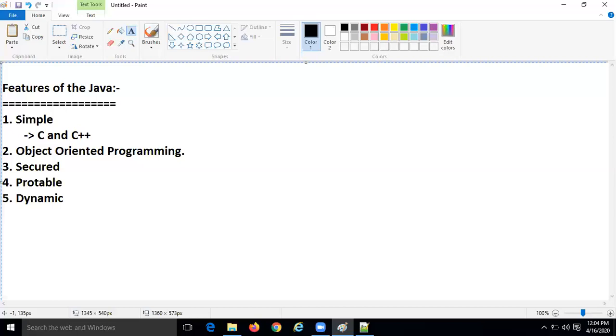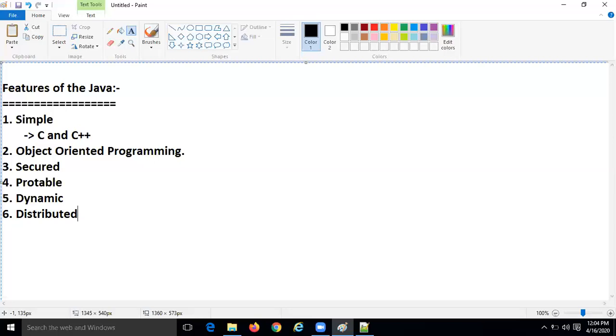Dynamic programming language. The next one is Java is a distributed programming language. What is that? Exactly, distributed. Simple. If you want to communicate remotely, there are some technologies, that is RMI, remote method invocation. If you want to communicate with remote places, then you can use distributed.